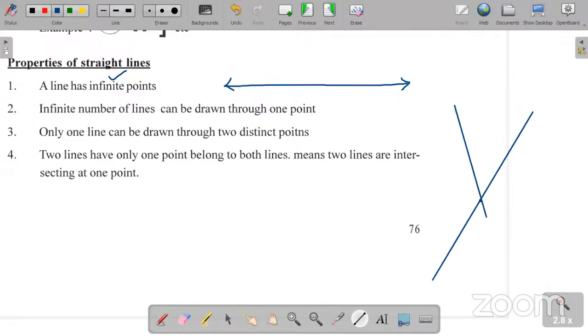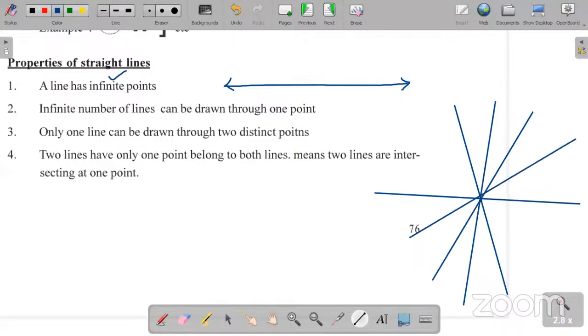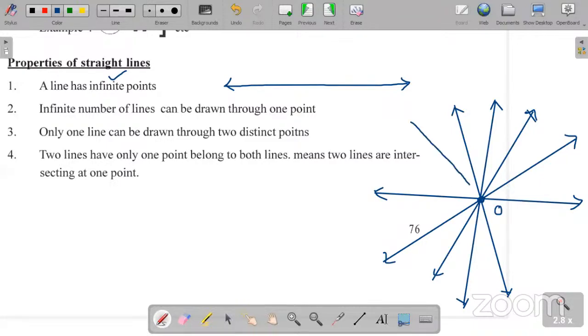You can draw one more line. Like this, you can draw one more line. You can draw one more line. How many such lines can be drawn through one point? So that means many lines can be drawn through this point. For example, this point you say O, how many lines can you draw? Infinite number of lines can be drawn through a point.